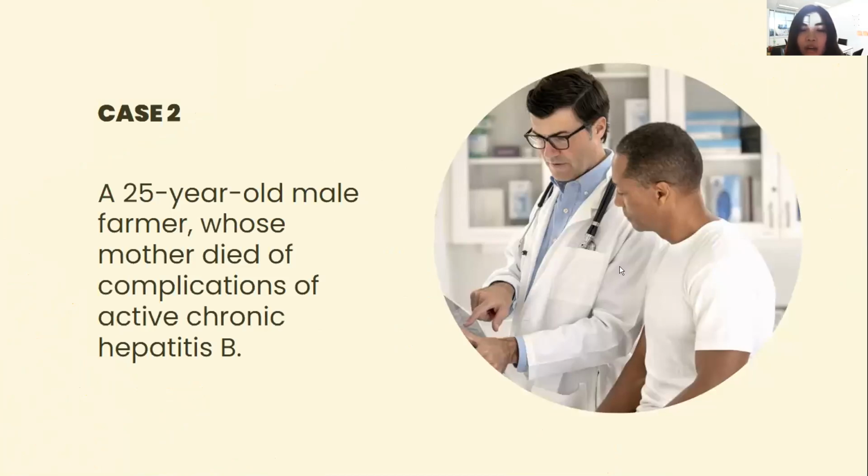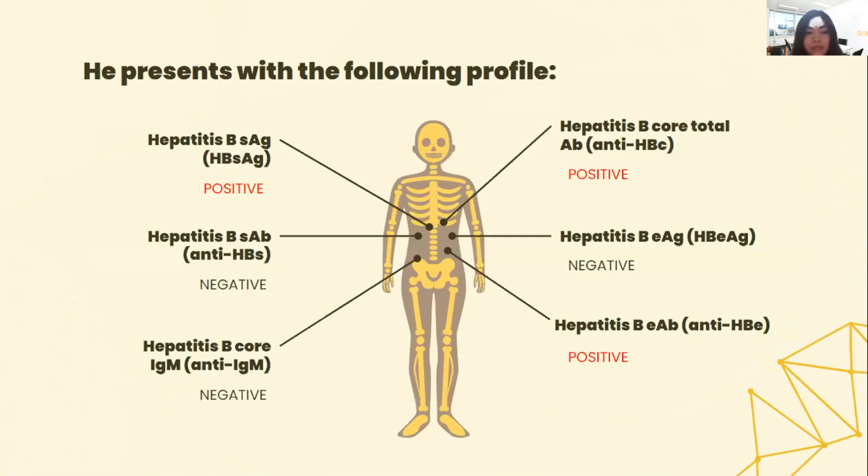So this is a case of a 25-year-old male farmer whose mother died of complications of active chronic hepatitis B. Next slide, please. So he presents with the following profile. His hepatitis B surface antigen is positive. His anti-HBs is negative. His anti-IgM is negative. His hepatitis B core total antibody is positive. His HBe antigen is negative. And lastly, his anti-HBe is positive. Next slide, please.